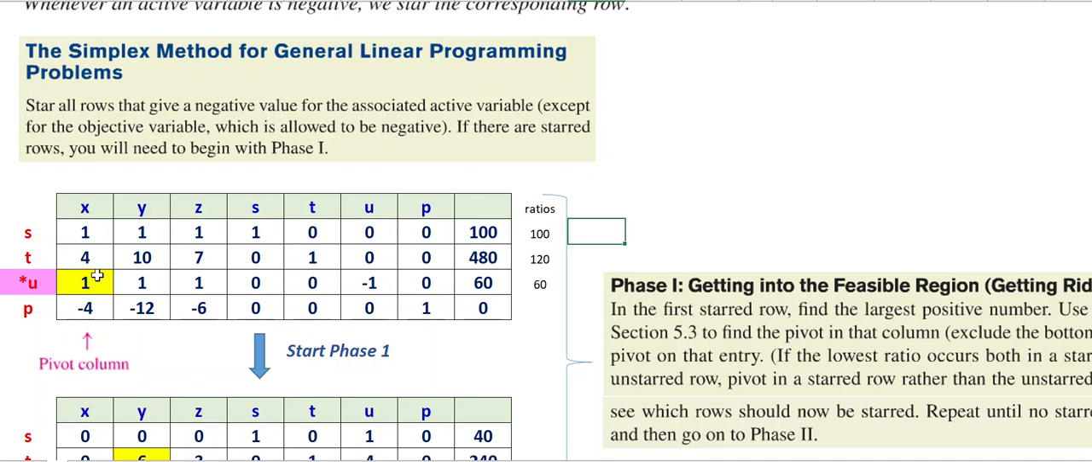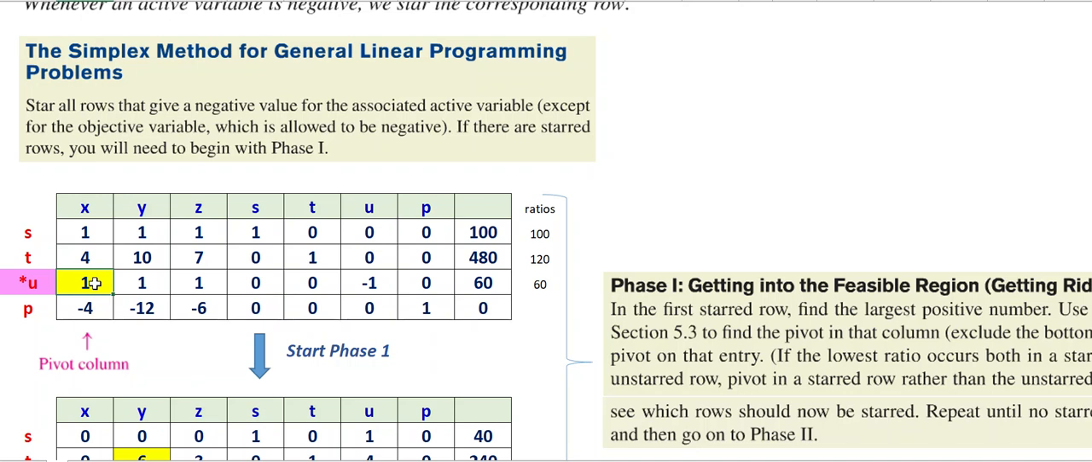Once we have determined the pivot column, finding the pivot is exactly the same. We look for ratios. 100 divided by 1 is 100. 480 divided by 4 is 120. 60 divided by 1 is 60. We're looking for the smallest ratio, which is 60. So 1 then is our pivot. The only difference here was how we found the pivot column. Once we found the pivot column, we find the pivot in the pivot column exactly the same way that we've done it before.